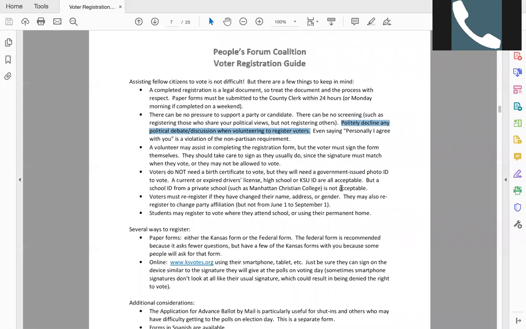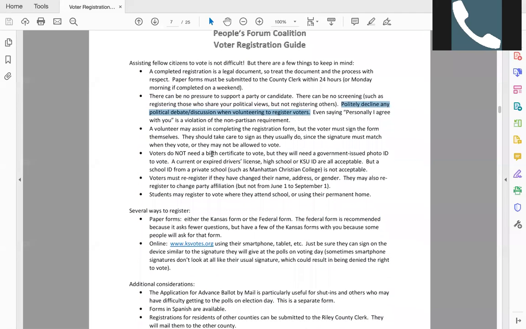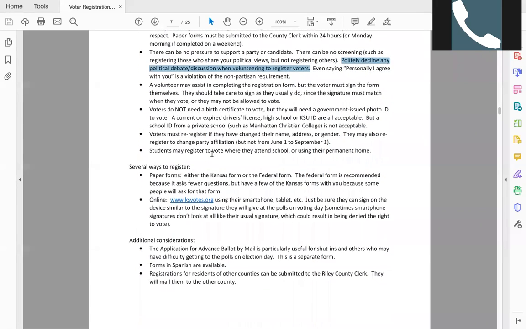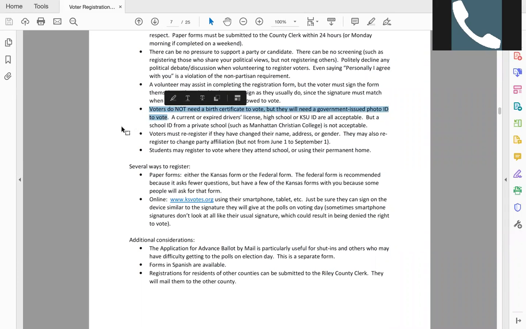And let's see, the rest of that, it's all written, you can read. They don't have to send in any documentation, a birth certificate, etc. I think that's something that a lot of people have a misconception about. The only real requirement is to have a government issued photo ID when they actually go to vote. A driver's license is usually the answer, but there are other photo IDs.